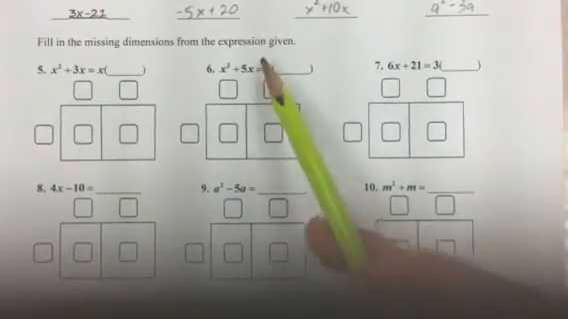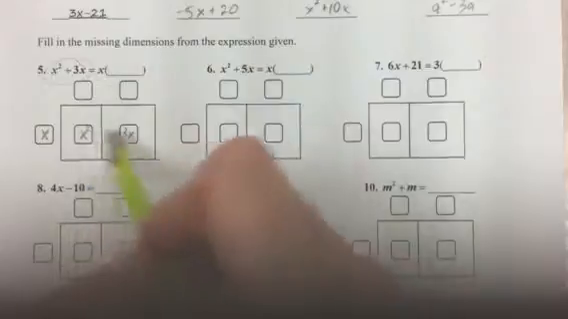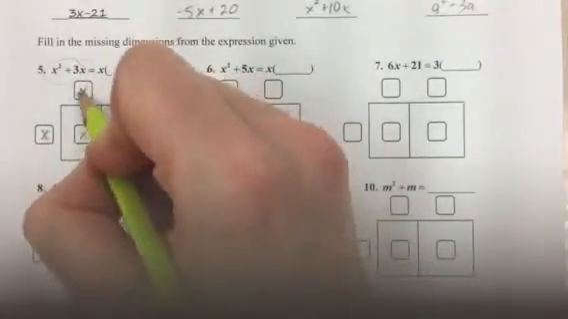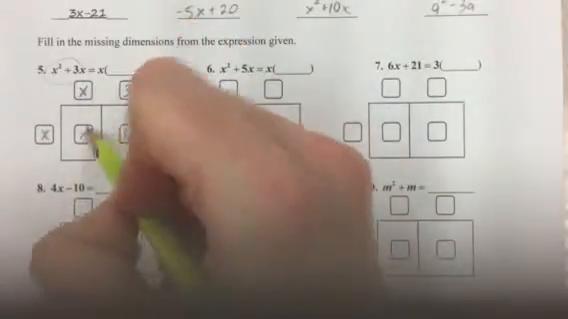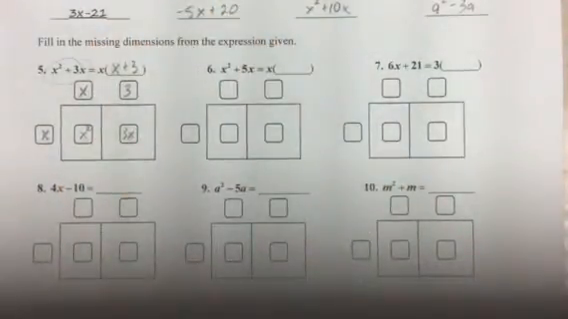Here, fill in the missing dimensions from the expression given. So here, if I take an x out of this expression, that's the same thing as putting an x right here, right? And the x squared plus the 3x are on the inside. So this goes on the inside of the boxes. I'm putting an x here. So an x needs to be there and a 3 needs to be there so that x times x is x squared, 3 times x is 3x. So we've got x plus 3 right there.